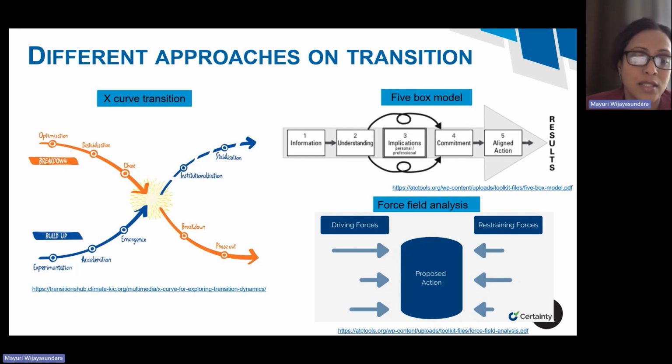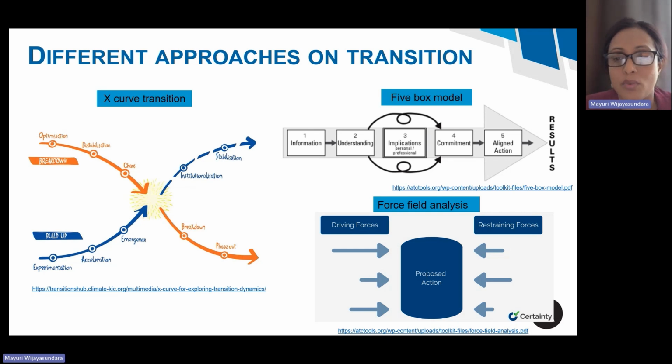An example is the X-curve transition, which is sometimes used by transition practitioners or theorists. The orange line there is how you phase out something, and the blue line in this curve is how you let something pick up. If we associate it with a linear and circular economy, you have the linear economy being phased out, and you are building up the circular economy, which has a number of stages of experimenting, accelerating, letting it emerge, institutionalizing, and stabilizing. These are some of the models that I want to share with you, but I'm not going to detail them. I just want to bring into light that there are different concepts we can associate with it.